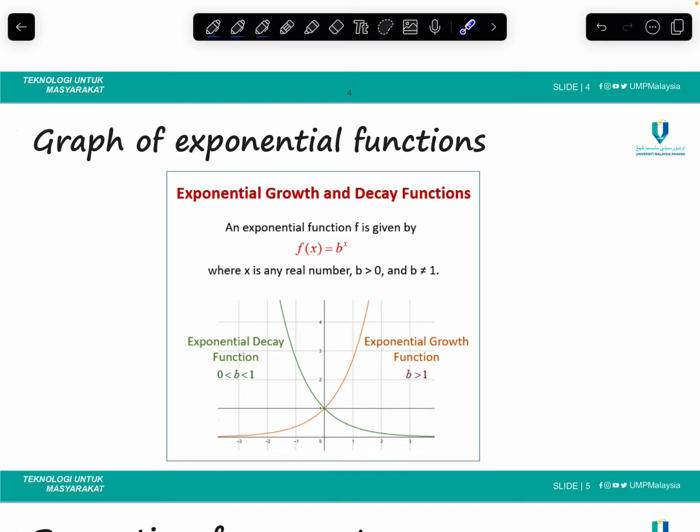On the other hand, if b is less than 1, the behavior is exponential decay. The green curve represents the decay function. So the type or behavior of the exponential function depends on the value of b, the base that has power x. If b is less than 1, we will get decay, and if b is greater than 1, we will get a growth function.